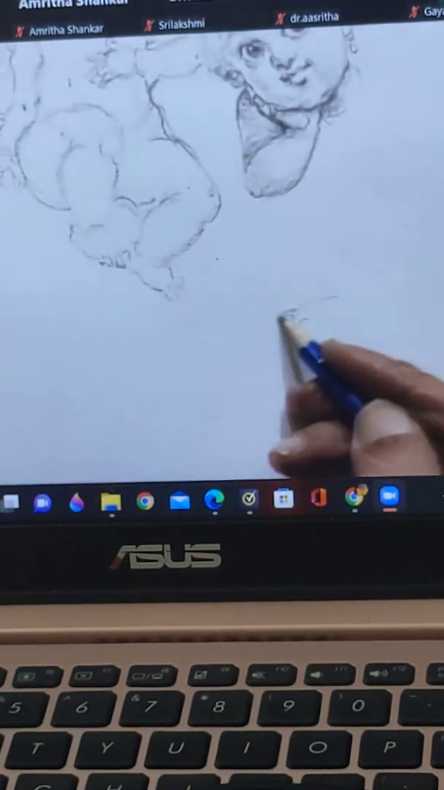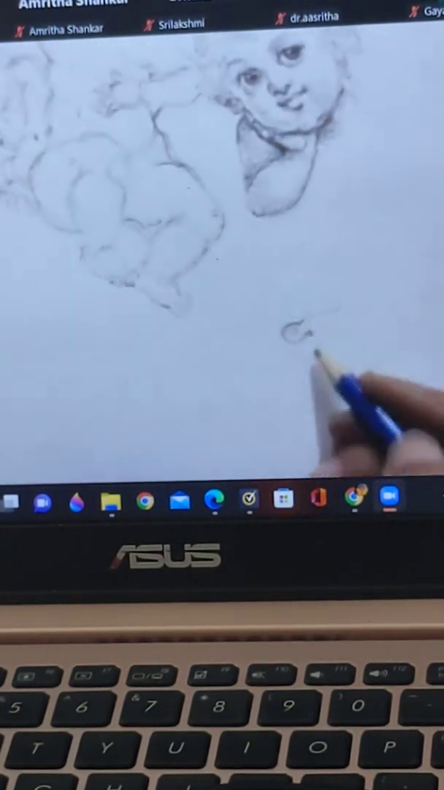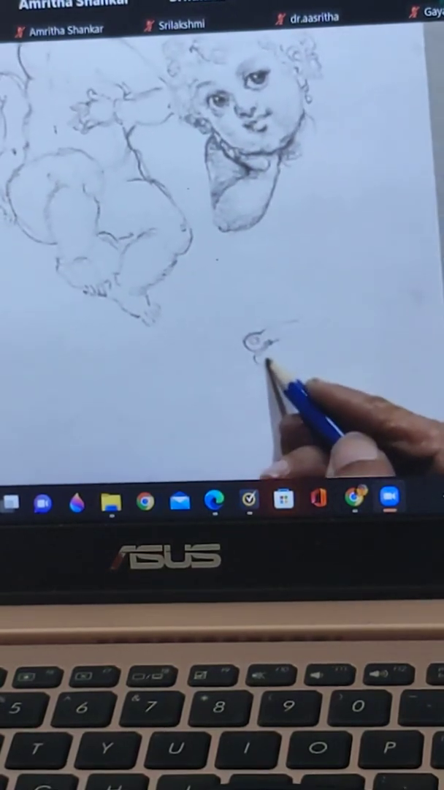He's going to be showing you the feet and the hand of the baby today. Free sketches of adults' hands and feet will be covered tomorrow.